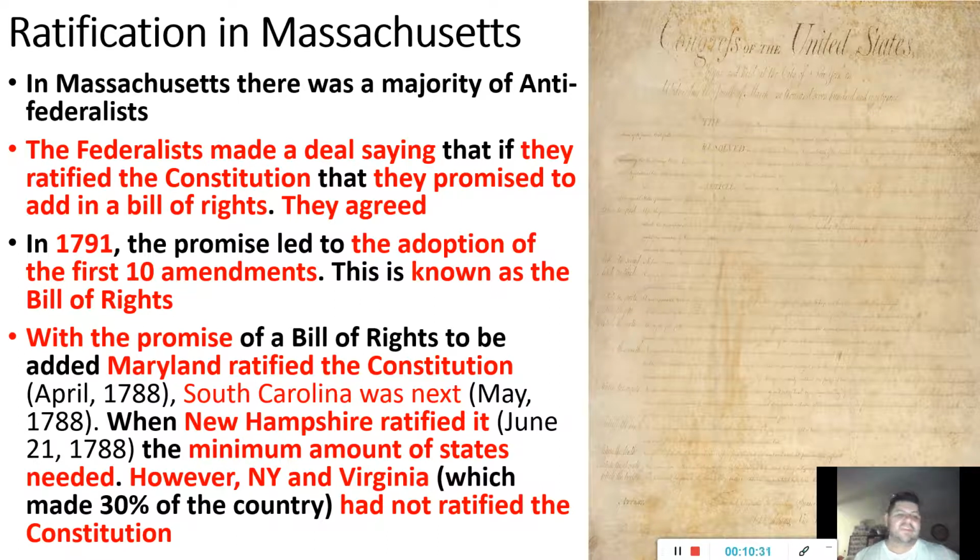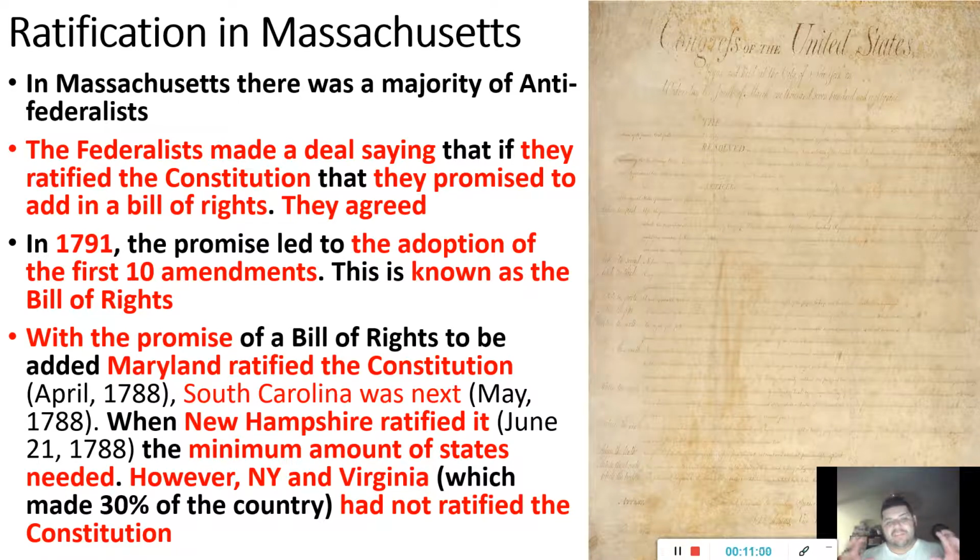Okay. 1791. The adoption of the first 10 amendments became known as the Bill of Rights. That is going to be a question on your test. I don't know how I'm going to phrase it, but that's going to be on your test. So with the promises being kept, Maryland ratifies the Constitution, then South Carolina, then New Hampshire.